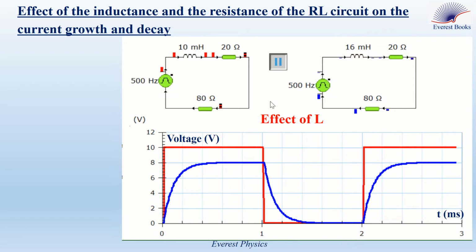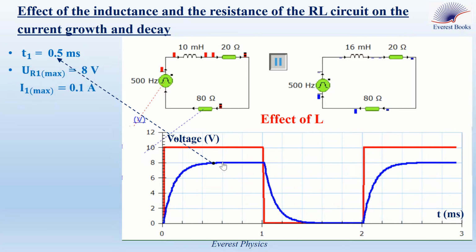We notice that the steady state is attained at t equals 0.5 millisecond, and the maximum value of UR is 8 volt. That means the maximum value of the current is given by UR maximum over R. UR maximum equals 8 volt, and R equals 80 ohm, then I maximum is equal to 8 over 80, which is equal to 0.1 ampere. Now consider the second circuit.